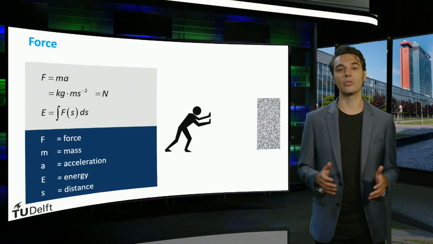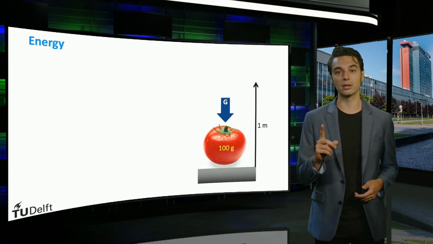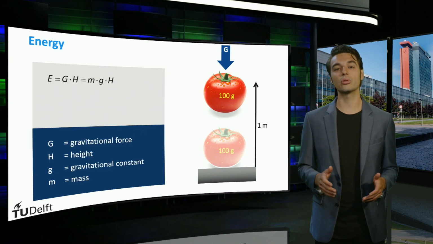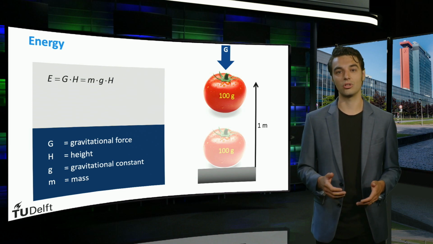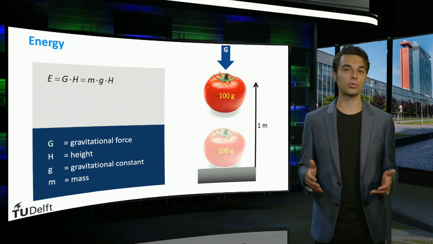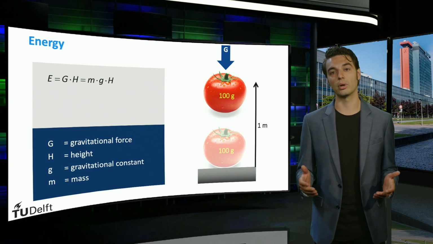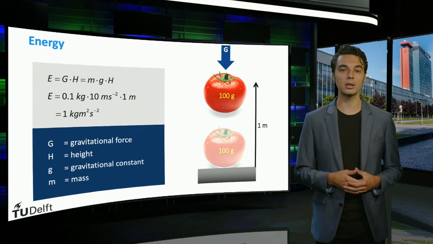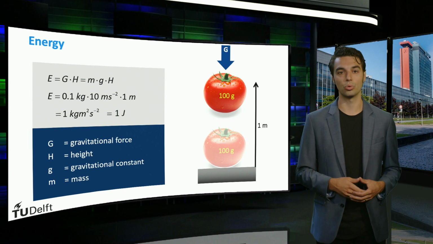Let's put this definition of energy in practice. Here we have a tomato. We lift the tomato up to a height of 1 meter, for which we have to overcome the gravitational force G. Since the required amount of energy is equal to the force times the distance, it is equal to G times the height h. The gravitational force near the surface of the Earth is equal to the mass of the tomato times the gravitational acceleration, which is denoted by the lowercase g. The amount of energy required to lift a tomato is therefore equal to 1 kilogram times meter squared per second squared. This is known as a joule, after the English physicist James Prescott Joule.